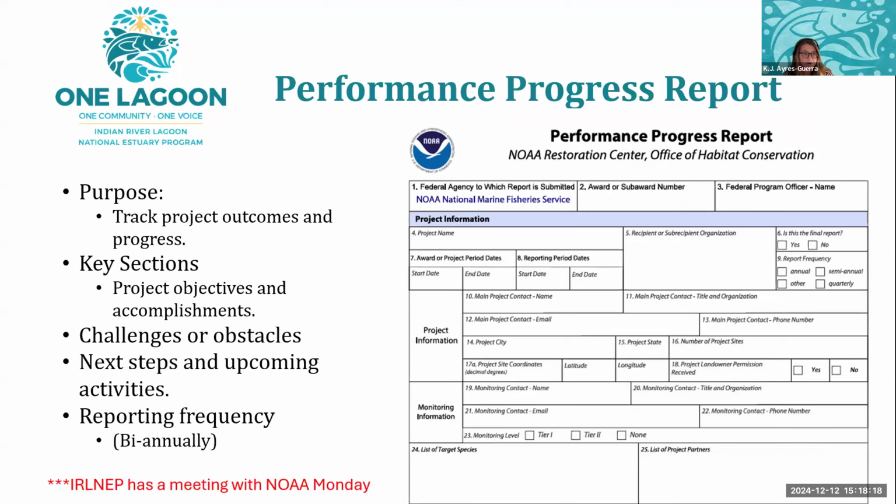So the PPR, or the performance progress report, is submitted biannually. Its purpose is to track the overall project outcomes and progress. So each report is going to include your project objectives and accomplishments, any challenges or obstacles you've encountered, your next steps and upcoming activities. And you're also going to attach your 2 quarterly reporting forms to this biannual form as well.